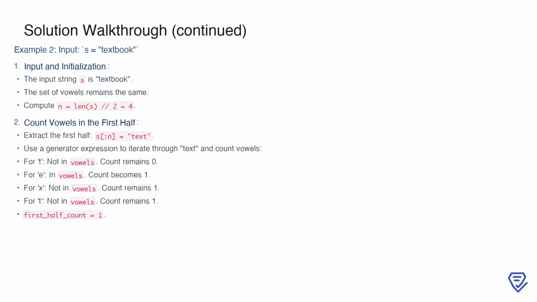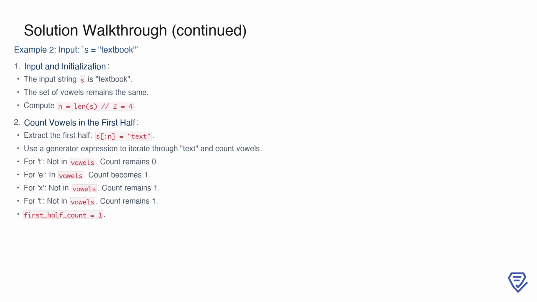In this example, the input string is "textbook". We still use the same set of vowels and calculate n as half the string length, which is 4. This splits the string into "text" and "book". For the first half, "text", we count the vowels using a generator expression.